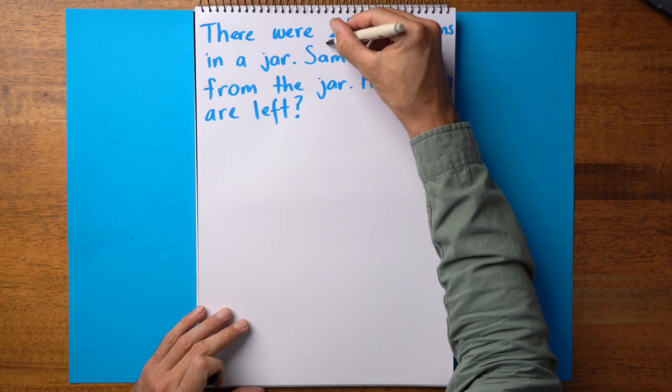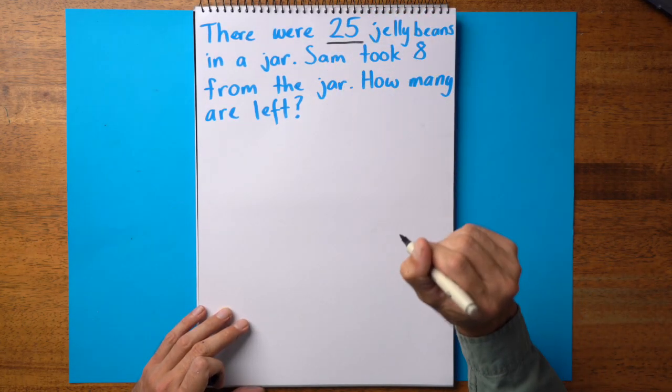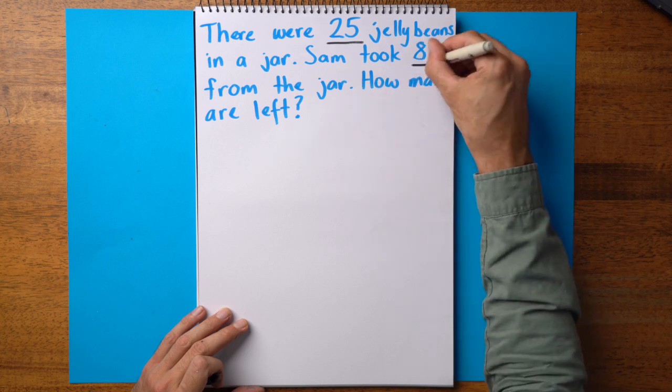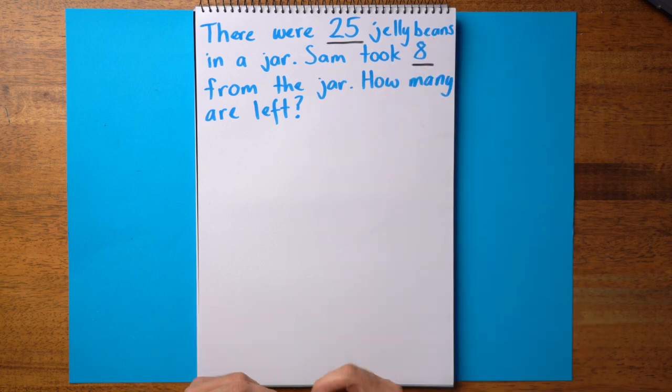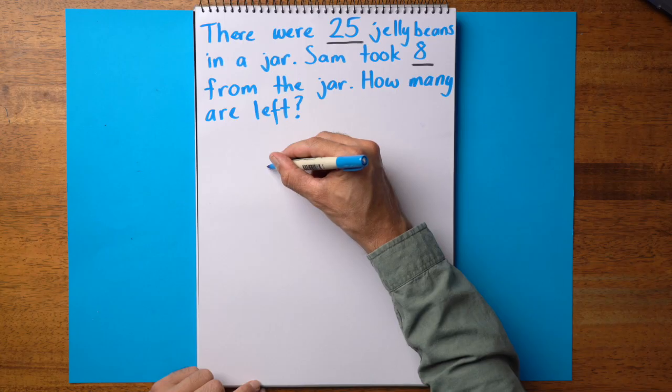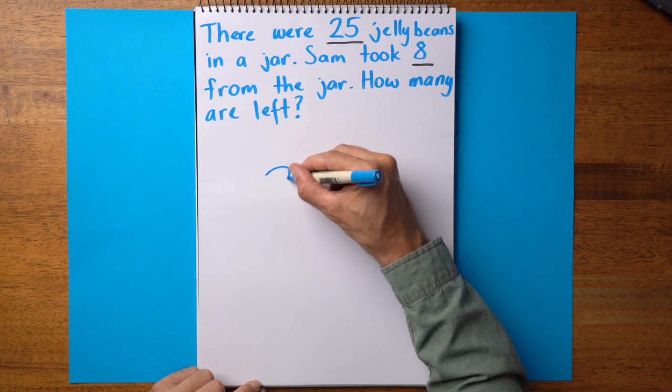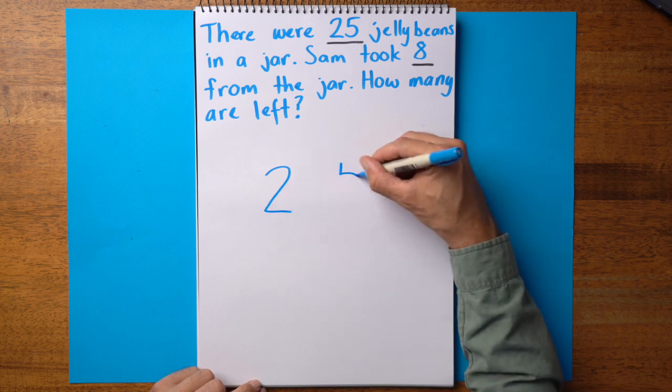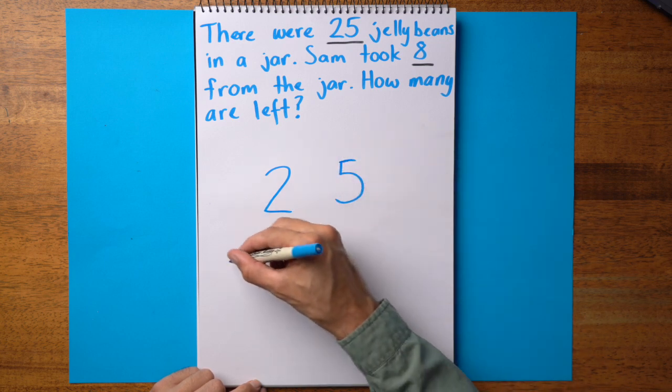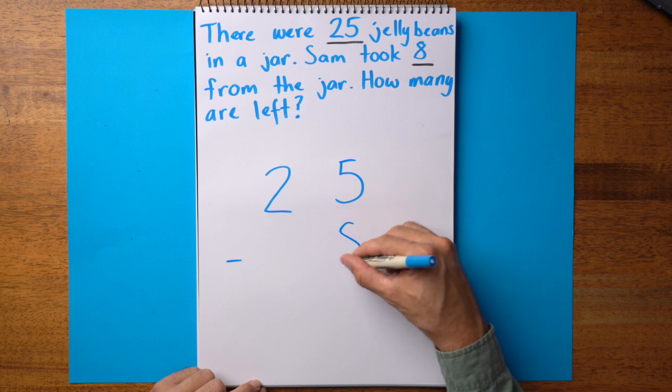There were 25 jelly beans in a jar. Sam took 8 from the jar. How many are left? Writing it as a subtraction problem, we would have 25 take away 8.